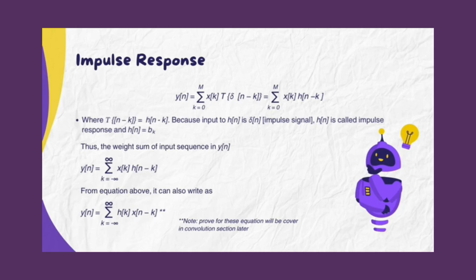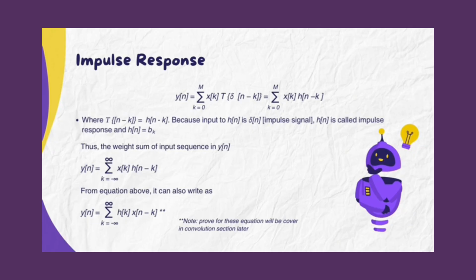Now, usually, signals go on for a long time, so we extend our equation to cover all time. That gives us y of n equals the summation from k equals negative infinity to positive infinity of x of k times h of n minus k. You'll also see the same thing written in another way, y of n equals the summation from k equals negative infinity to positive infinity of h of k times x of n minus k. Both forms are the same, just flipped around.